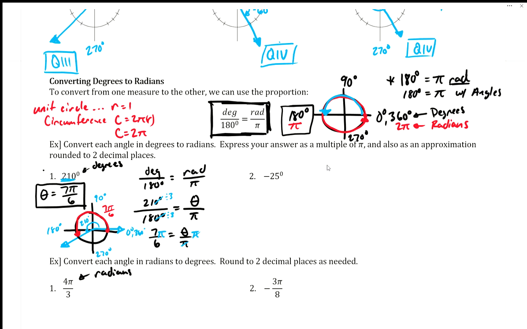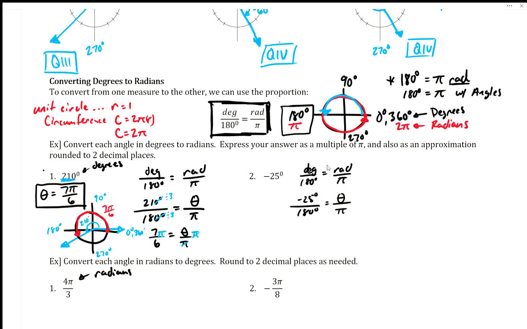Okay, so the negative 25 degrees. So we still want to just mark it, or we will mark it. I still just want to use the conversion equation. Let's put that over here. Degrees over 180 equals a radian measure over pi. Okay, so that's the same. It's always the same thing. And then we say, oh, we have negative 25 degrees over 180 degrees must equal whatever the radian measure is. I'm going to do theta over pi.